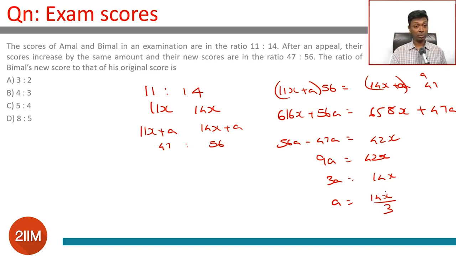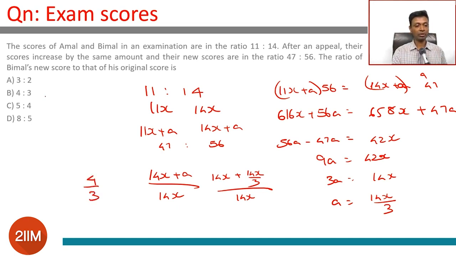The ratio of Bimal's new score to his original score. Bimal's new score is 14x plus a. Original score is 14x. A is 14x by 3. So (14x plus 14x by 3) by 14x is 1 plus 1 by 3, which is nothing but 4 by 3. We're looking for an answer choice of 4:3.